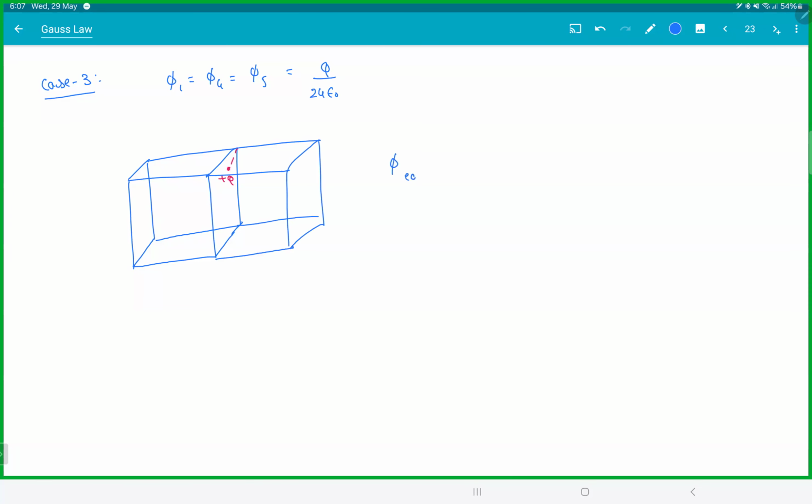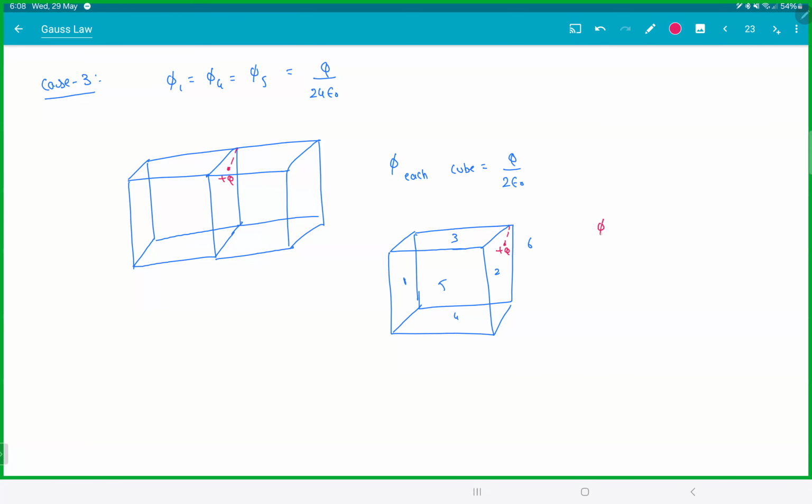So the flux through each cube will be q by 2 epsilon. Agreed? Each cube is contributing half of the flux. Now in that, one, 2, 3, 4, 5, and 6, the charge q is on the surface 2. Just now we saw if the charge is lying on a particular face, that flux will be 0. Flux 2 will be 0. You're getting it? Since the field lines will be parallel.